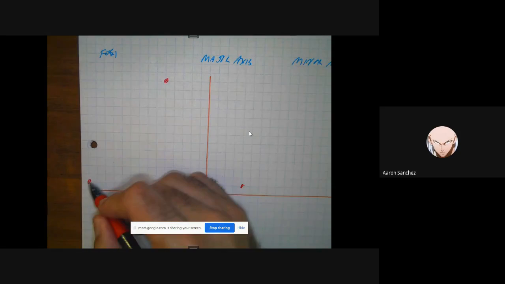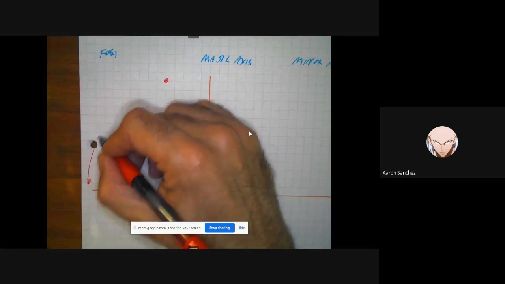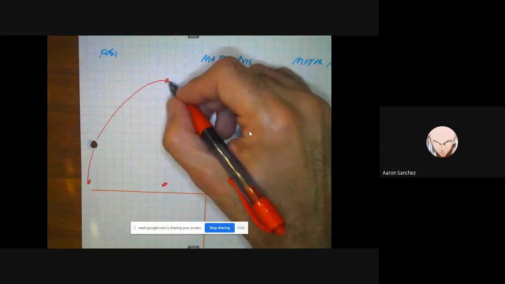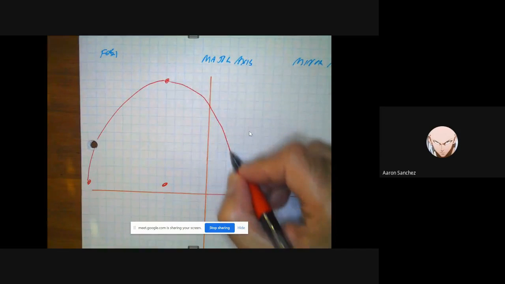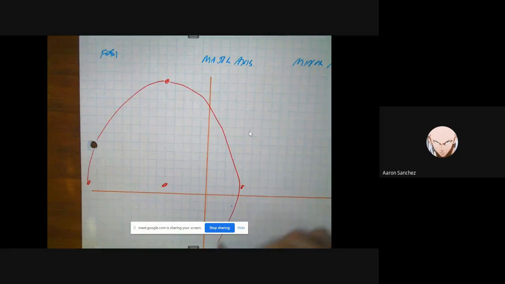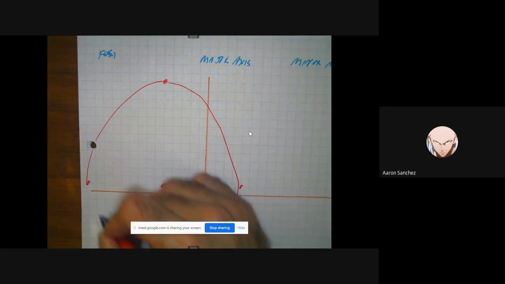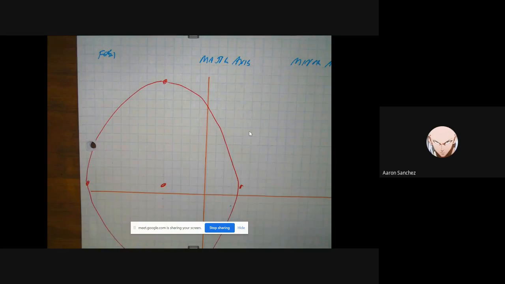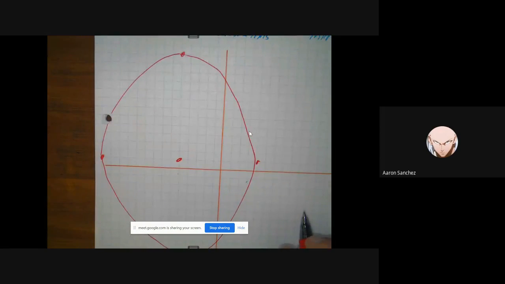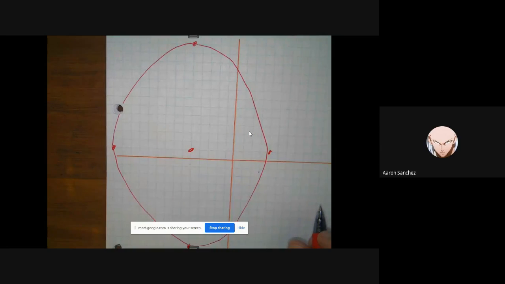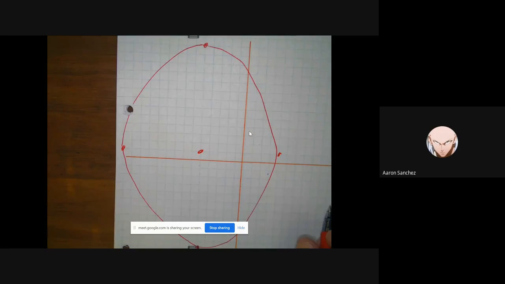Oh, barely fit it. Oh, I missed the thing. It's hard to get them good.